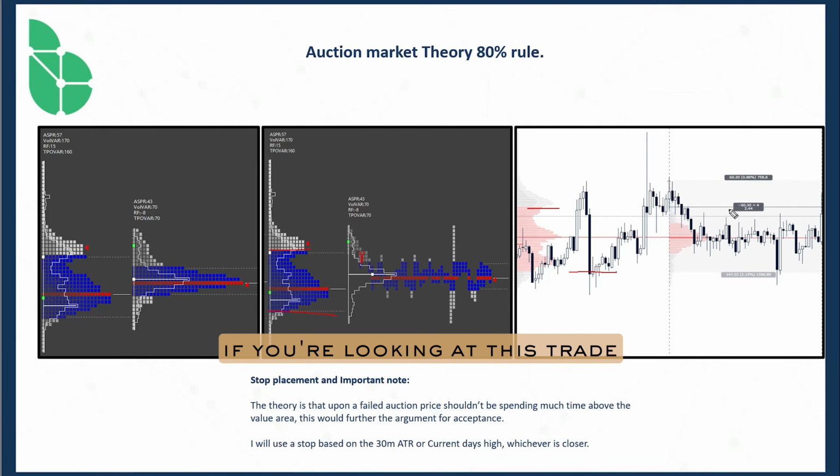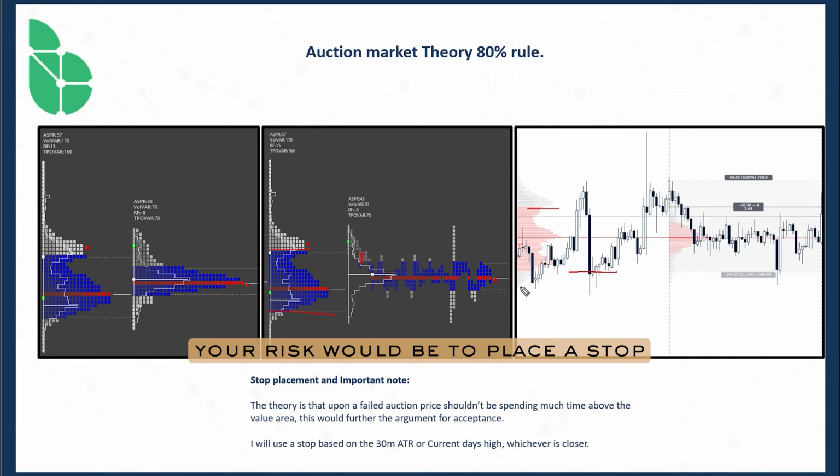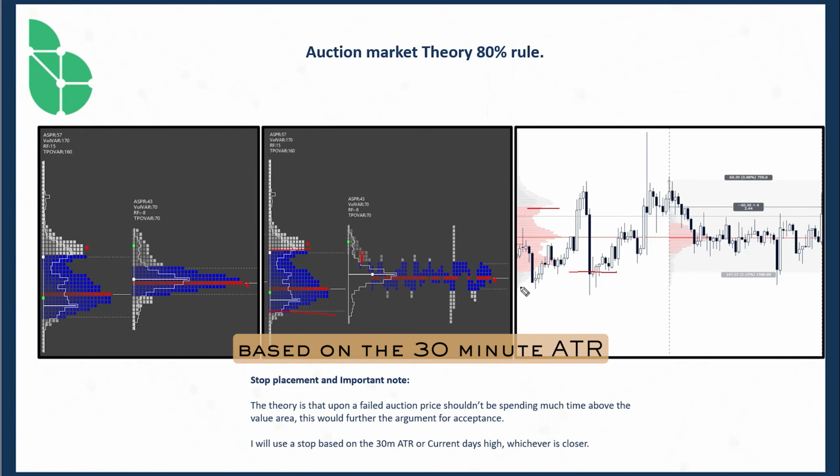So if you're looking at this trade and weighing it out from a risk to reward standpoint, your high to low is the reward. I would say that the way you define your risk would be to place a stop based on the 30-minute ATR or the current day's high, whichever is closer.